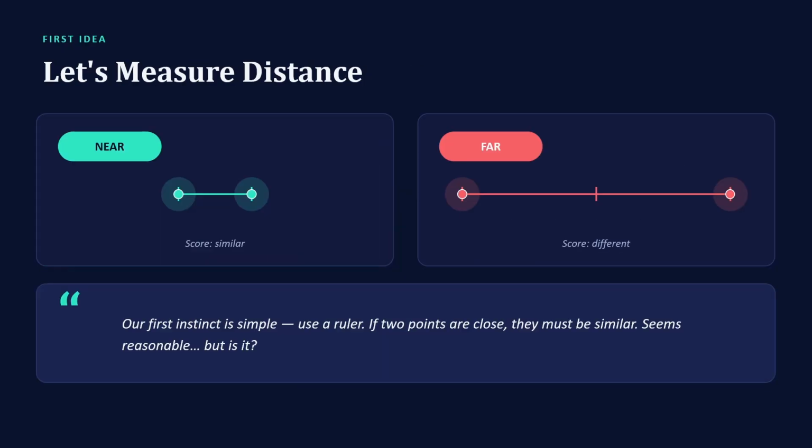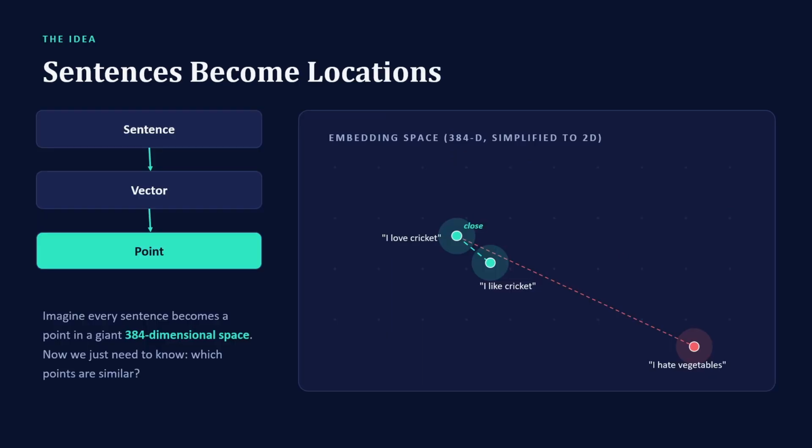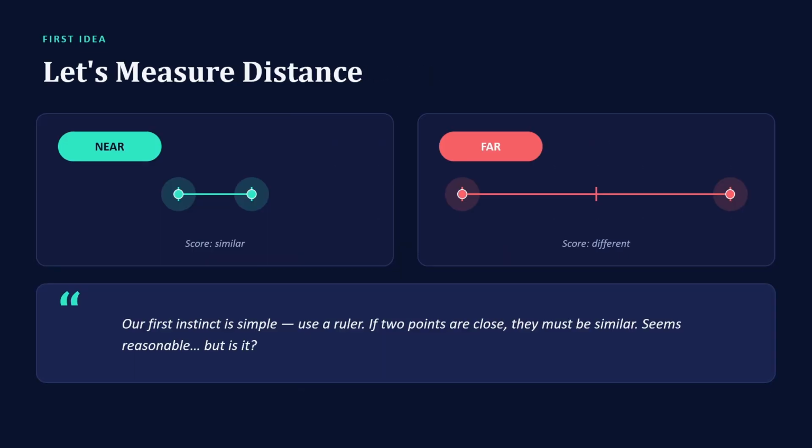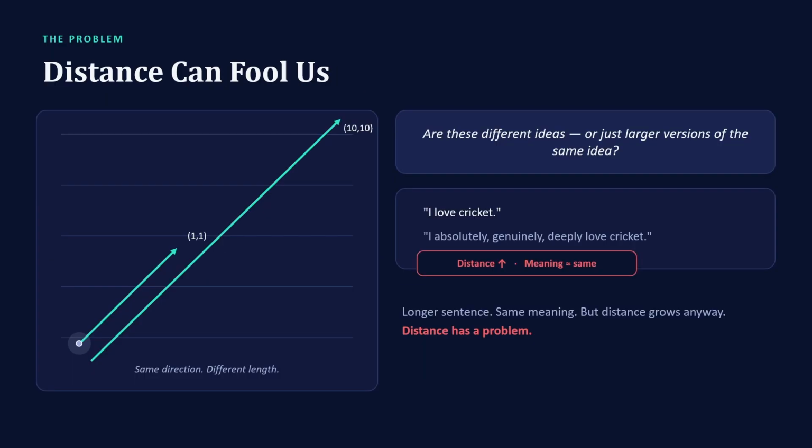Can we measure with distance? That is the first idea. If two points, like in this example, are close in the vector space, they are very close. If I have a ruler, I measure the distance. If anything is near, they are close; if anything is far, they are not similar. Is it correct? Now you see the problem. The distance can definitely fool us.